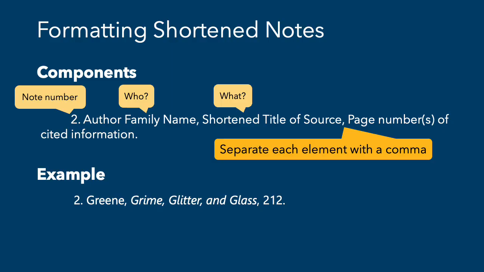If you cite a source again, use a shortened note. It includes the author's family name, a shortened version of the title, and the page number or numbers where the cited information is located. Again, the first line of a shortened note is indented half an inch, and the elements in a shortened note are separated by commas.